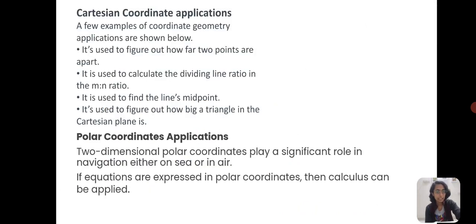Cartesian coordinate applications. A few examples of coordinate geometry applications are shown below. It's used to figure out how far 2 points are apart. Second point, it is used to calculate the dividing line ratio in the m:n ratio. It is used to find the line's midpoint. It's used to figure out how big a triangle in the Cartesian plane is.